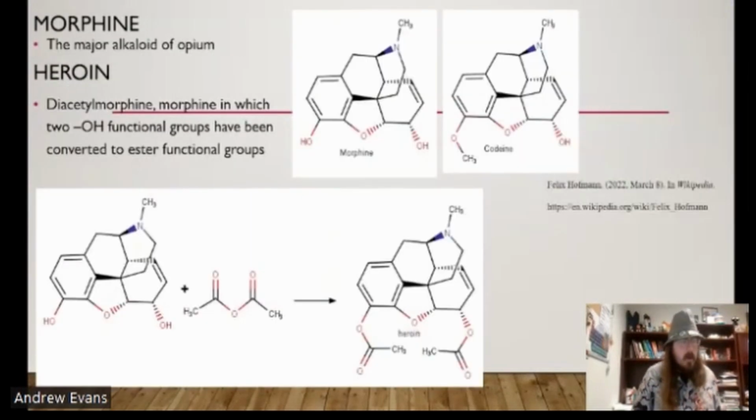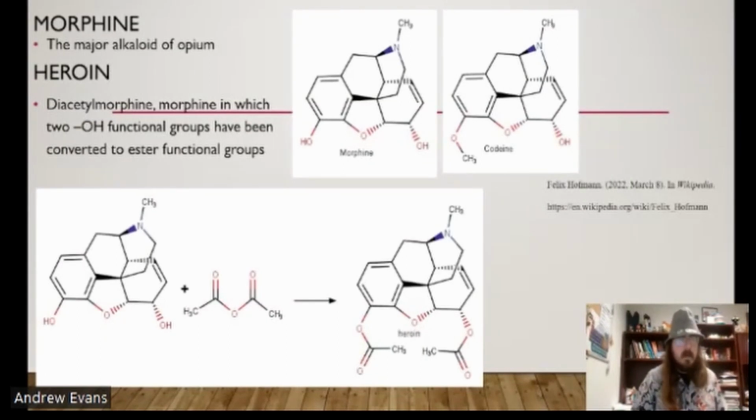The largest component of opium is morphine. That was first isolated in 1803 by the German pharmacist Friedrich Sertürner. He named it after Morpheus, the Roman god of dreams. Now, while this is a powerful analgesic and a cough suppressant, it invokes a response of apathy and euphoria, in addition to being very highly addictive.